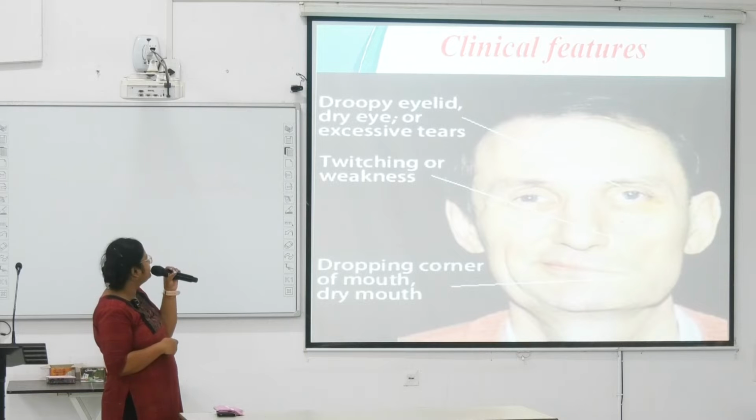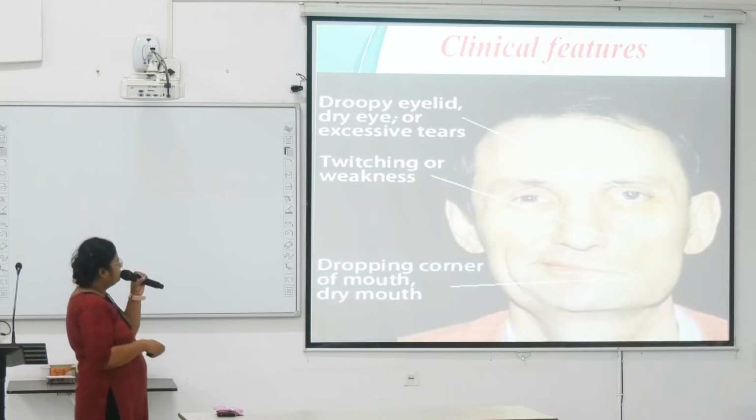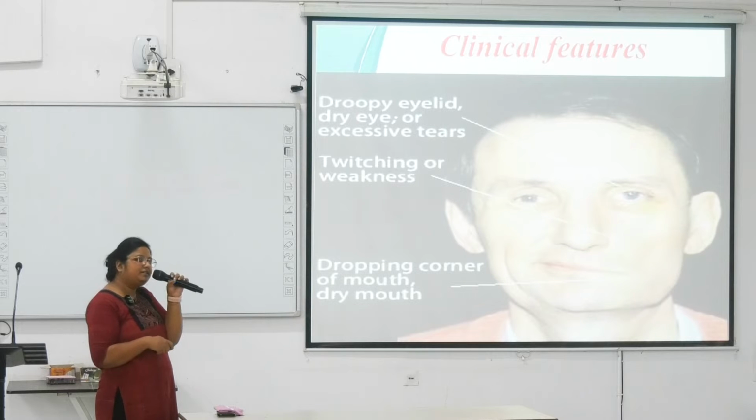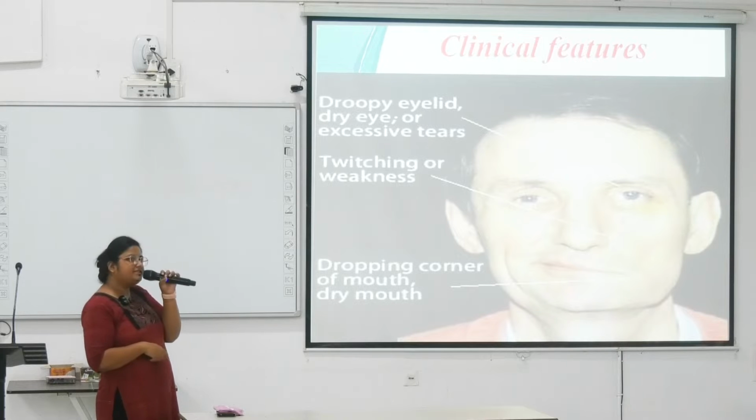These are the signs: drooping of the eyelid, decreased dryness of the eye, excessive tearing. The patient cannot close the eye properly, that's why the tear fluid is overflowing. There will be twitching or weakness on the affected side, loss of the nasolabial folds, drooping of the angle of the mouth, the corner of the mouth, and there will be dry mouth.